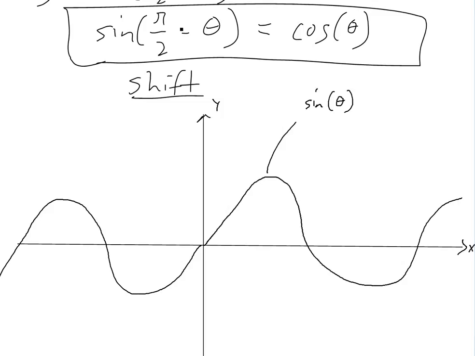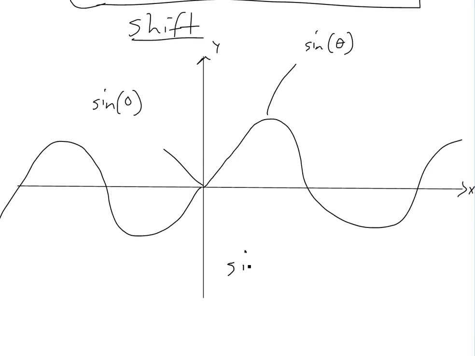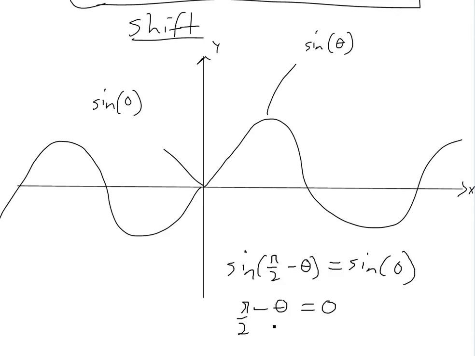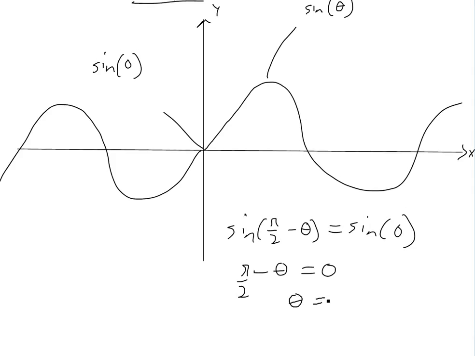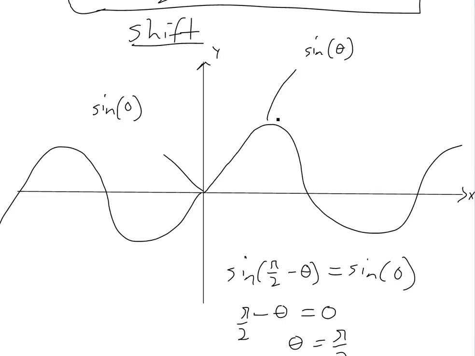And then if we look at this one, this is a shift in this equation. So at this point, let's say this is the starting point of the sine on the xy axis, so sine 0. So if we were to set sine of pi over 2 minus theta equal to the starting point, sine 0, then this is only true if pi over 2 minus theta equals 0, so theta is equal to pi over 2, or 90 degrees. So that's where we start off.